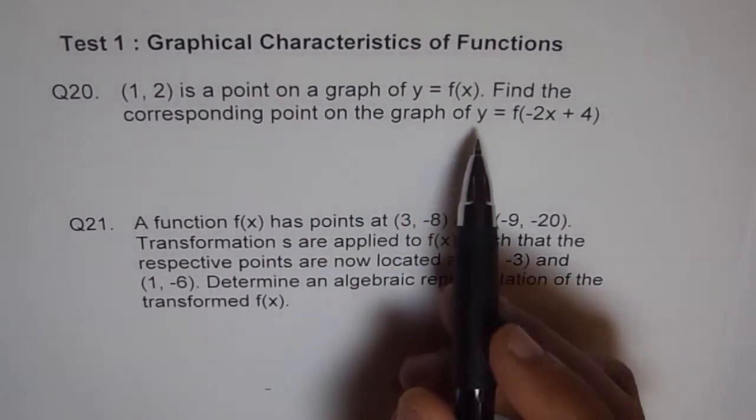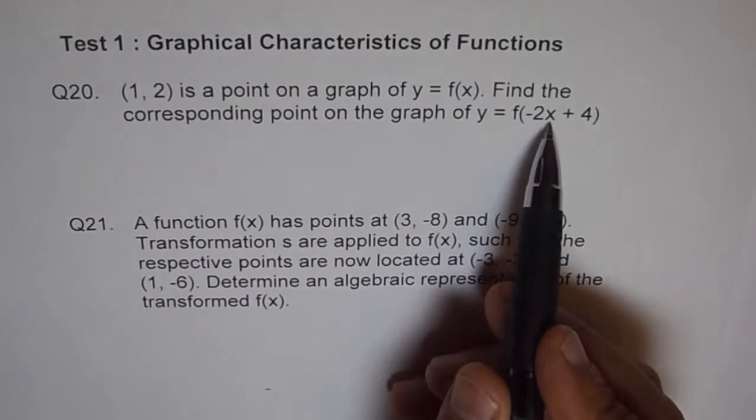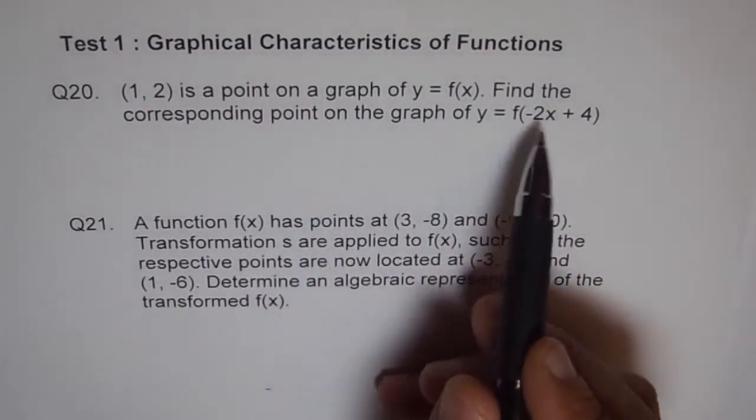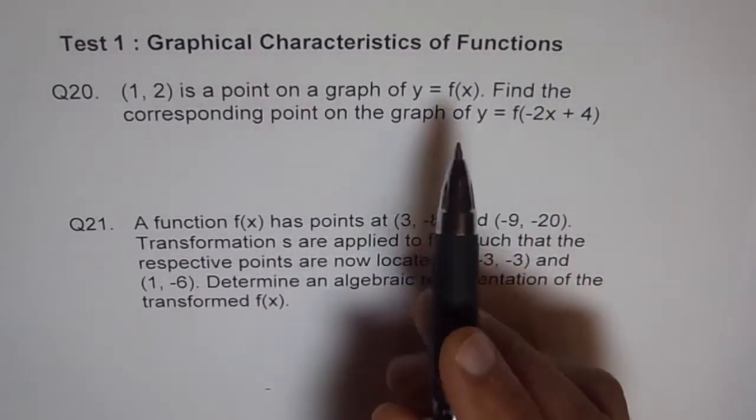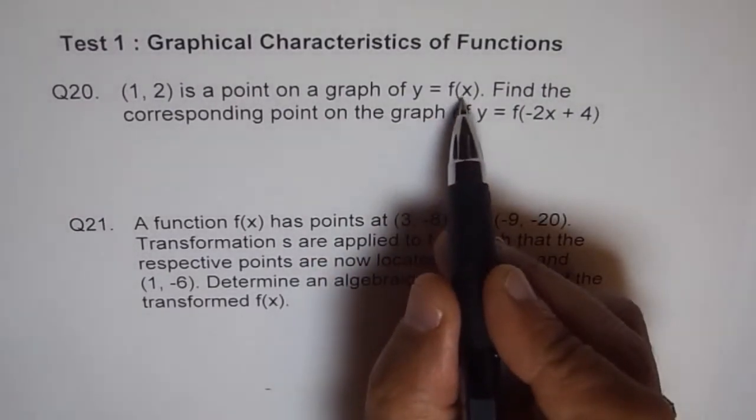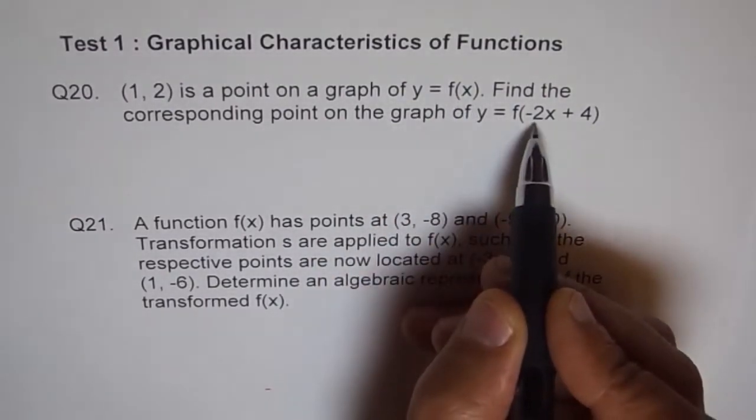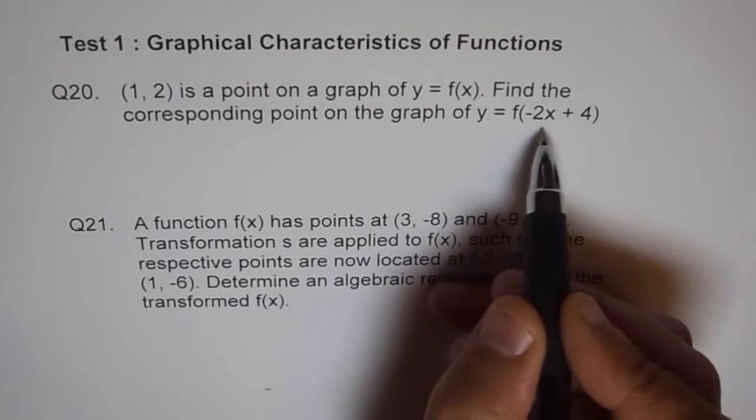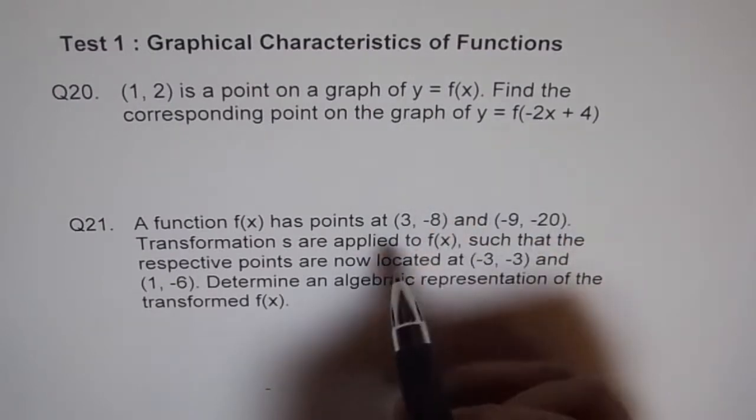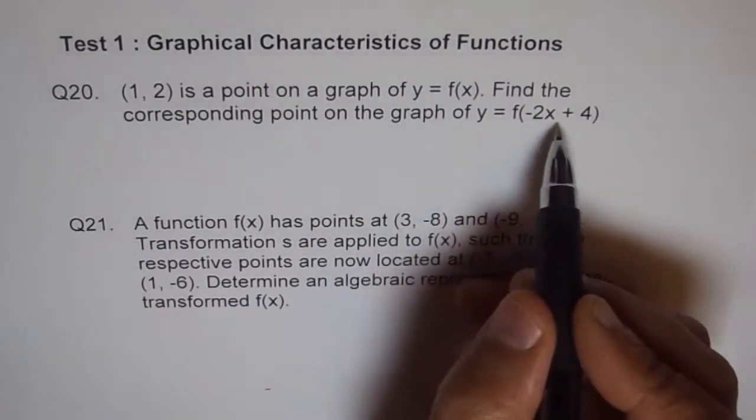Now what it is trying to say is this is a transformed function. So we have to find the corresponding point on this graph for f of x. Now f of x is our original function. This is the transformed function. So in this transformed function, how will my point change? Let's try to understand that part.